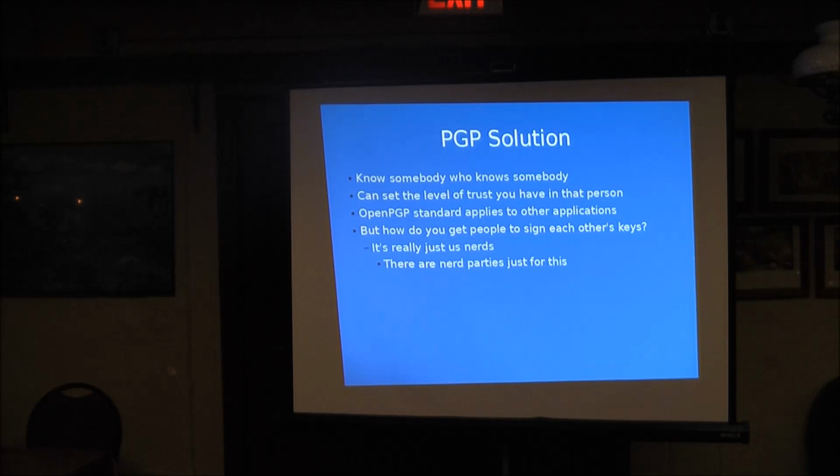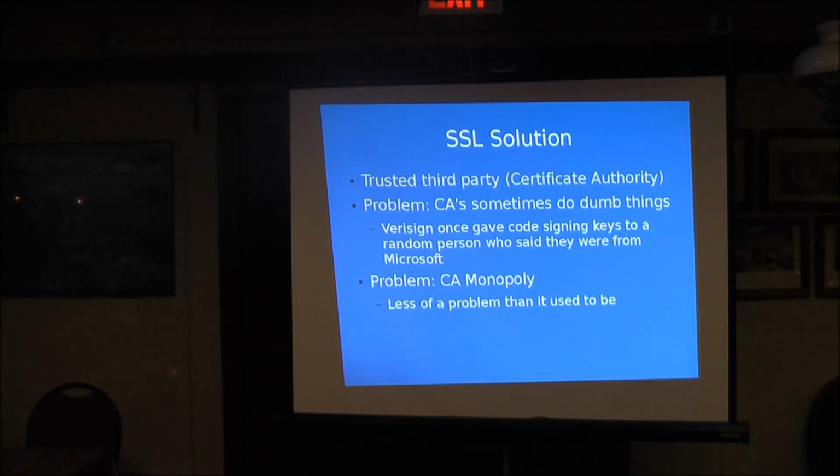But the real problem here is, how do you get people together to sign each other's key? It's kind of just us nerds doing it. There's been parties for just doing this, but nobody outside of us nerds really does it ever. So nobody was really happy with that solution, so SSL had the idea of the trusted third party that's supposedly impartial. And they called that third party the certificate authority.